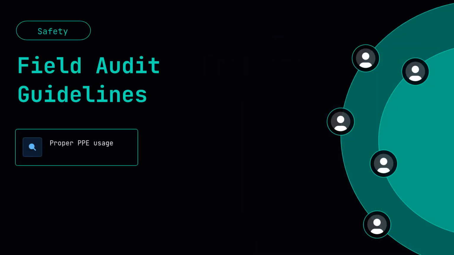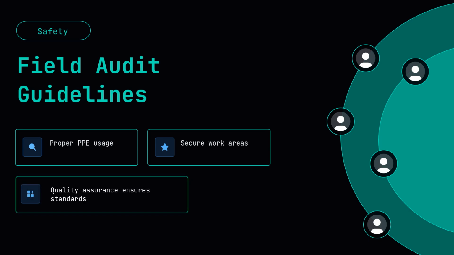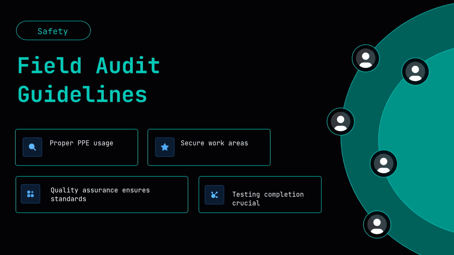Safety and quality are paramount in field audits. Proper PPE usage and secure work areas are essential for safety compliance. Quality assurance ensures work meets project standards and accurate documentation. Testing completion is crucial for verifying installation quality. Both safety and quality checks are integral to successful audits.